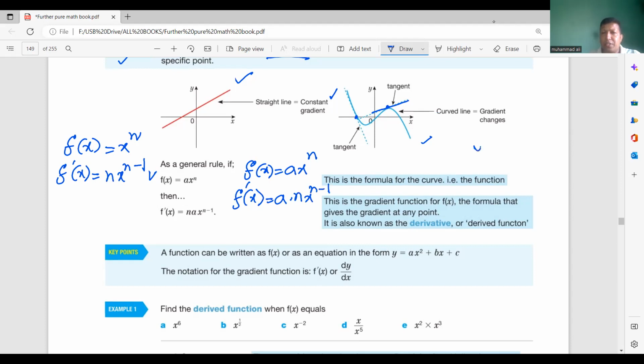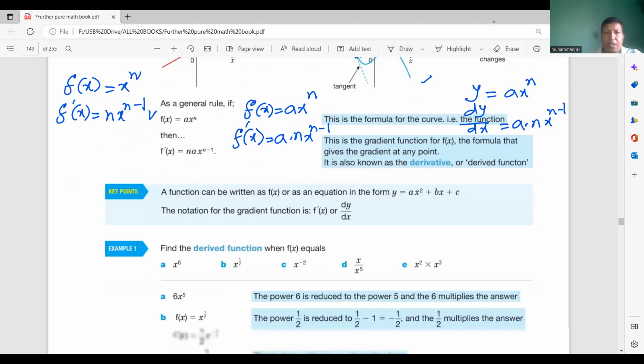If in any question it is mentioned y equals a x to the power n, then if we do differentiation, we will write dy by dx equals the constant, then n comes first, x to the power n minus 1. So this is the basic formula for doing differentiation of a curve.